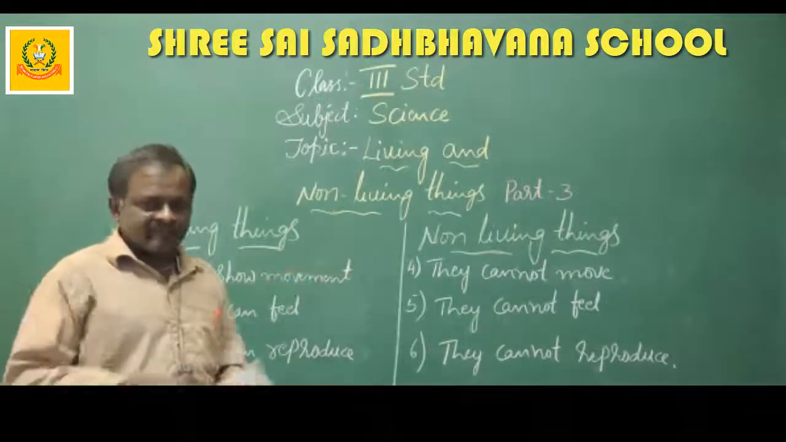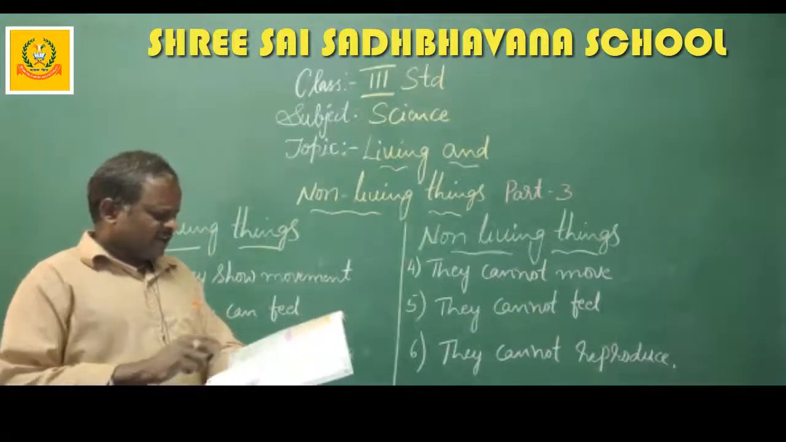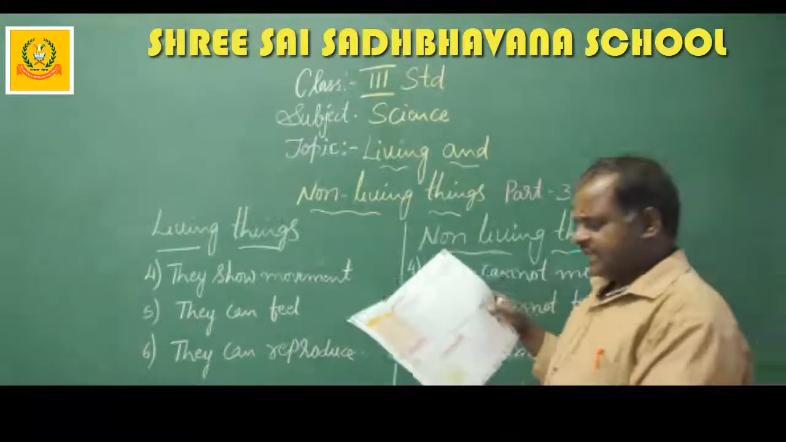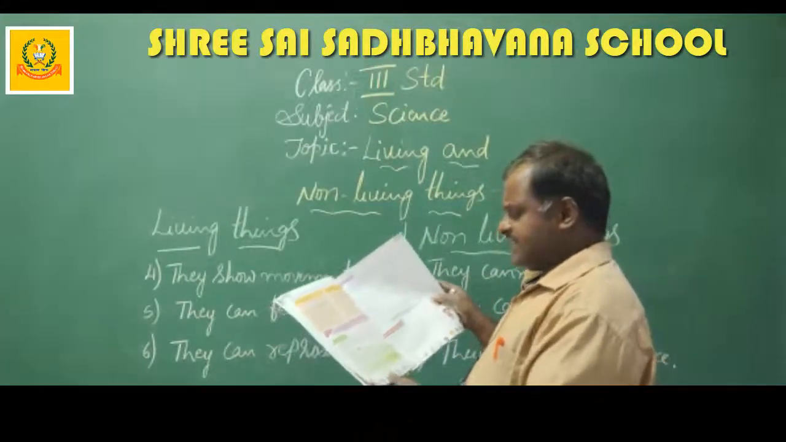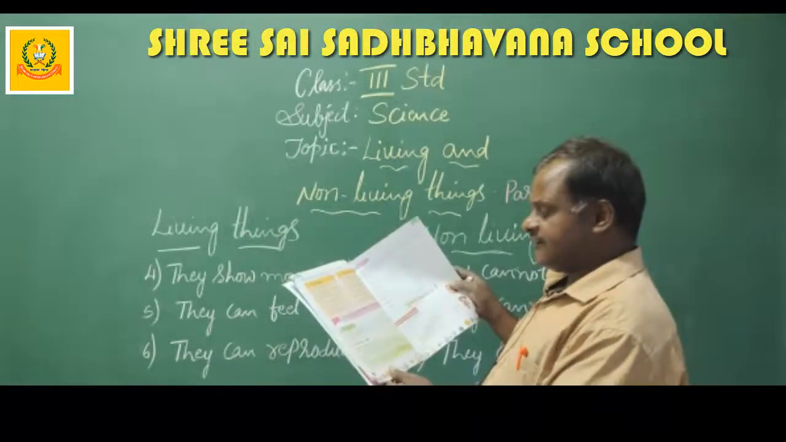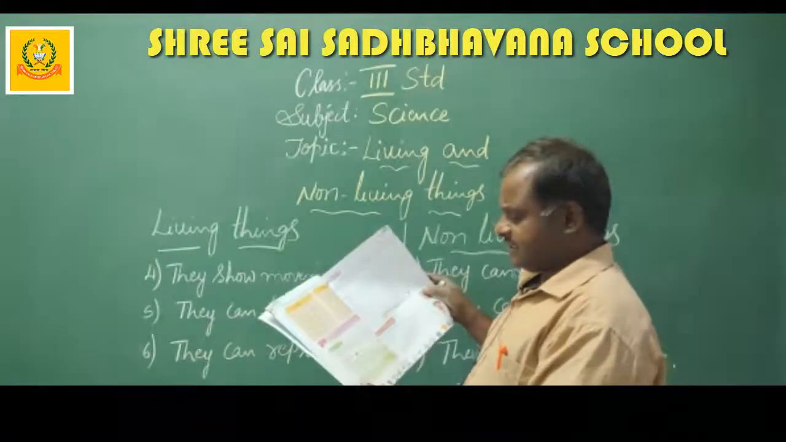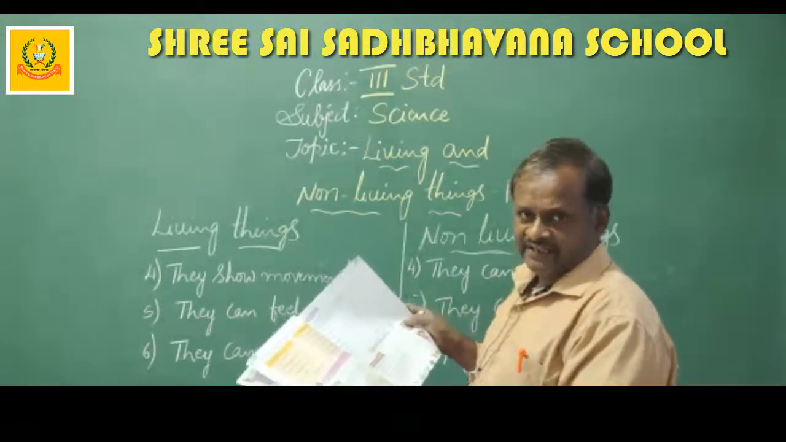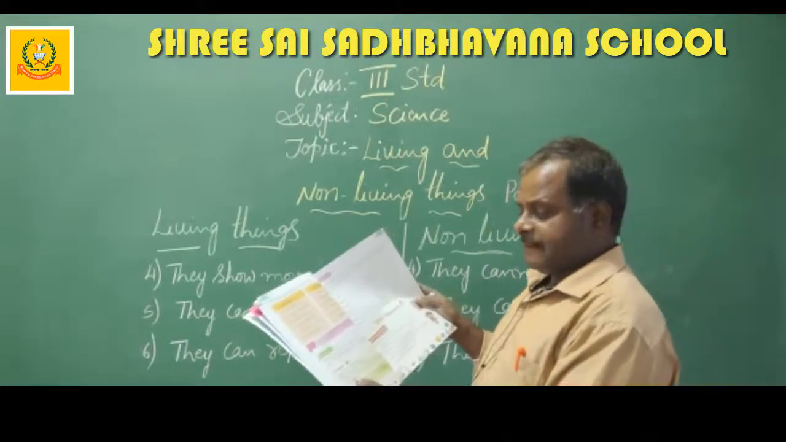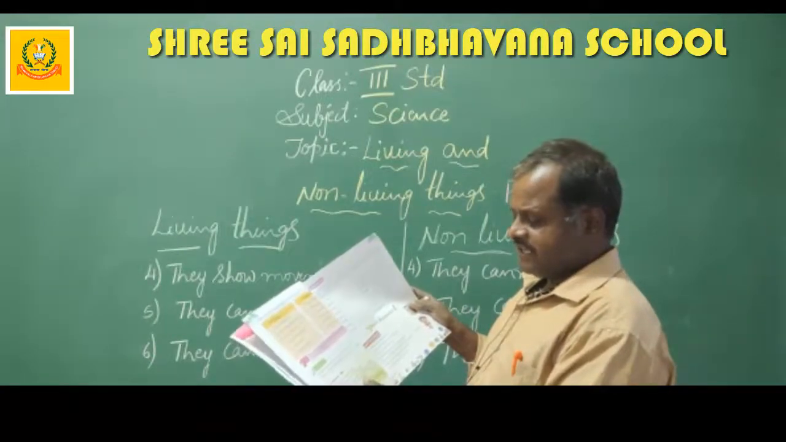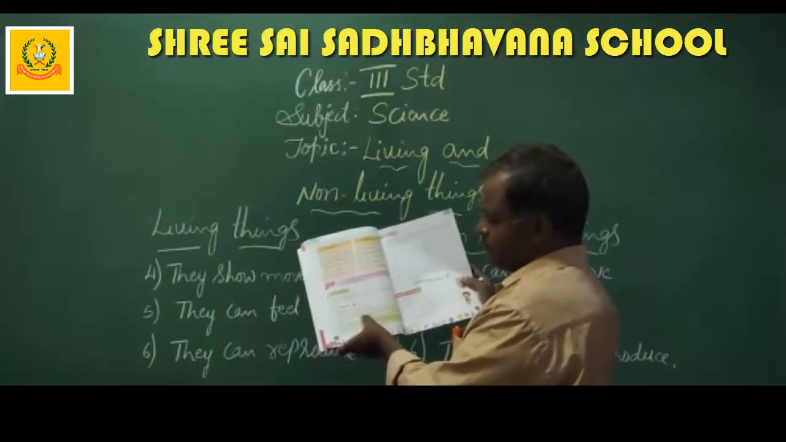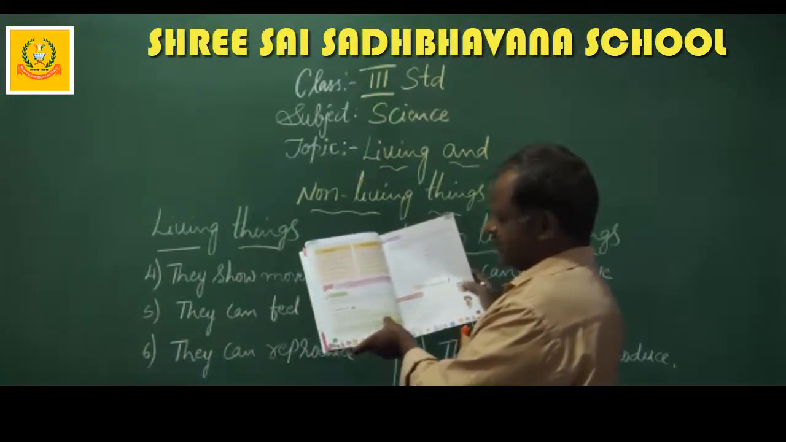In this chapter, you understand very well what living things and non-living things are. So here, let us summarize. I will read. Things that have life are called living things. Things that are lifeless are called non-living things. Things without life are called non-living things. Living things breathe, move, grow, feel, reproduce and need food.